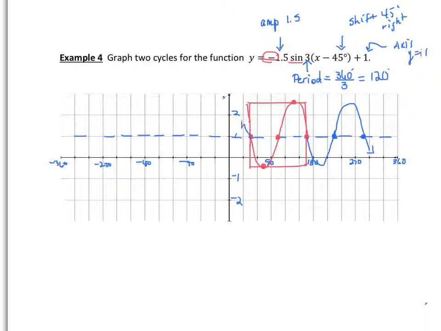Okay, and it would continue on in both directions. And that concludes this lesson.